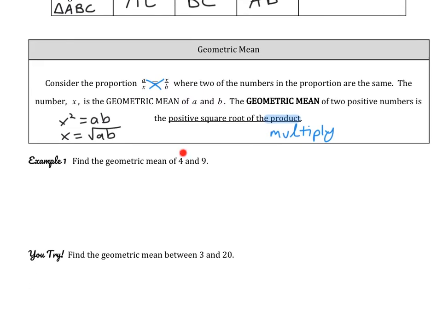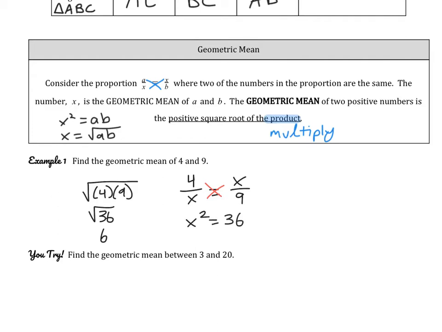So this says find the geometric mean of 4 and 9. So again, we can just take the positive square root of their product. So here we get square root of 36, which is 6. Or we could set up that proportion. We could say 4 over x equals x over 9. Cross multiply. x squared equals 36. And then x equals square root of 36. We're just using the positive one, so x equals 6.